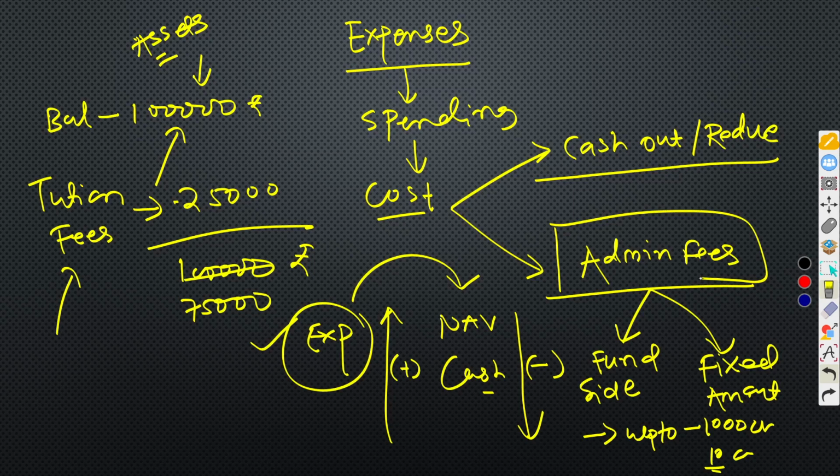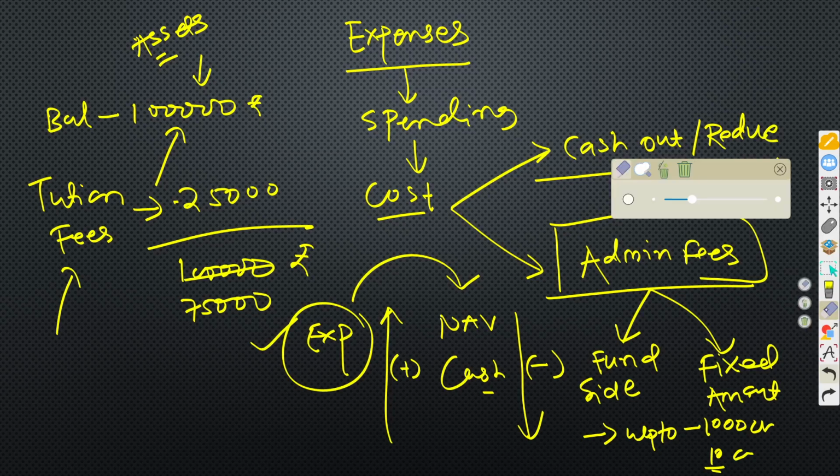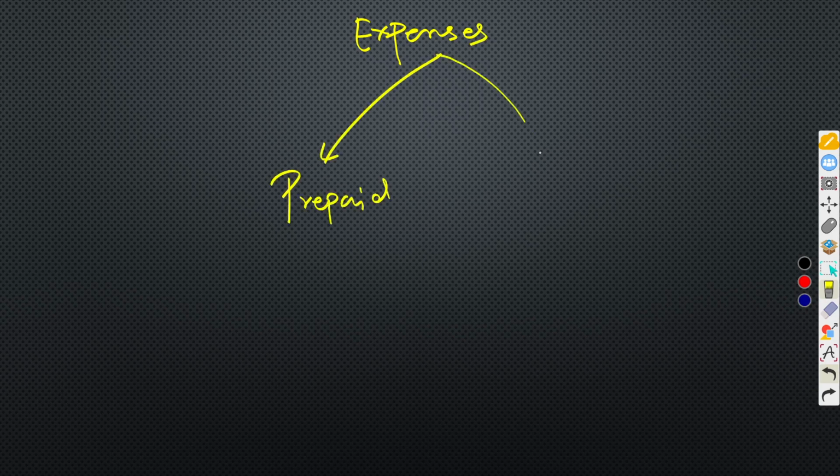So now I'll quickly record the accounting entry, meaning what if the fund has any expenses incurred. Now I'll give a trick as well on how you can record it. See, if you have expenses, there would be only two types. One is prepaid, another one is accrued expenses.